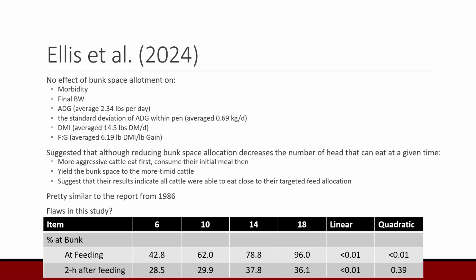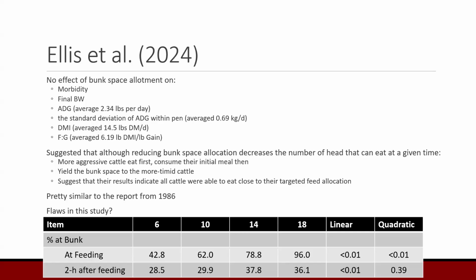They suggested that although reducing bunk space allocation decreases the number of head that can eat at a given time, which shows this here. So at 6 inches per head, only 43% could eat at one time, compared to 18 inches per head, 96%. So most of the pen had space to go up there and eat at the same time.